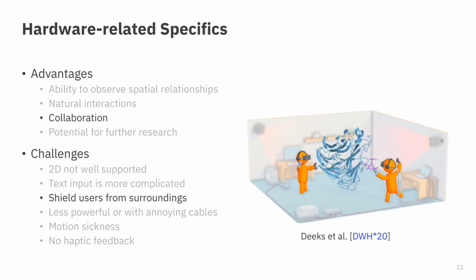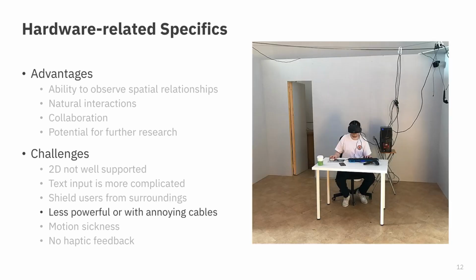While mixed reality devices are often considered to have great benefits for collaboration, they are not perfect in this regard either. For example, in the case of virtual reality, head-mounted displays completely shield the user from their surroundings, and the collaboration may feel less natural. Furthermore, the standalone devices are less powerful than a desktop, limiting the complexity of the scene that can be visualized. On the other hand, wired devices can be annoying for the users.